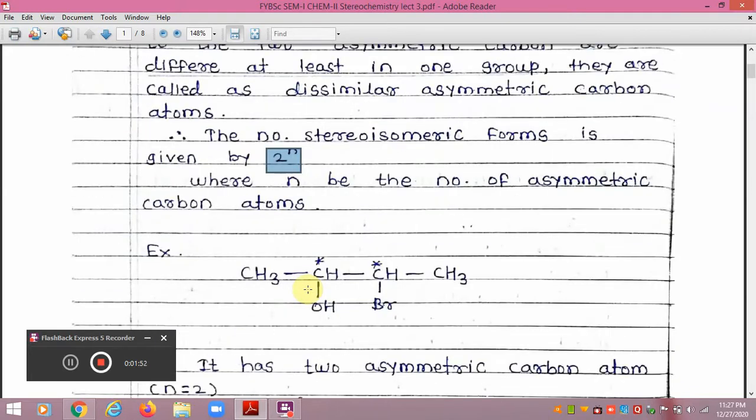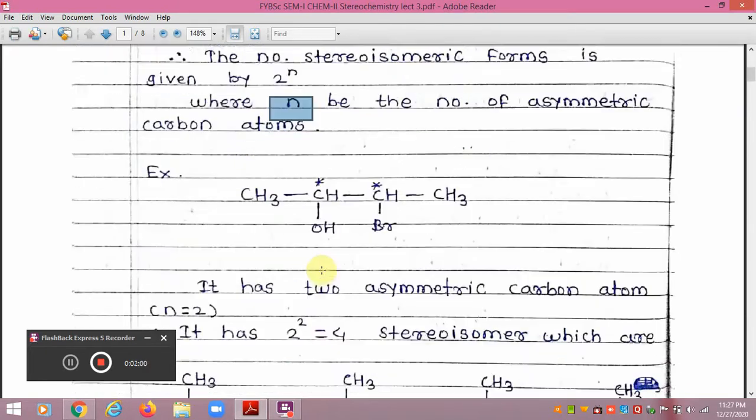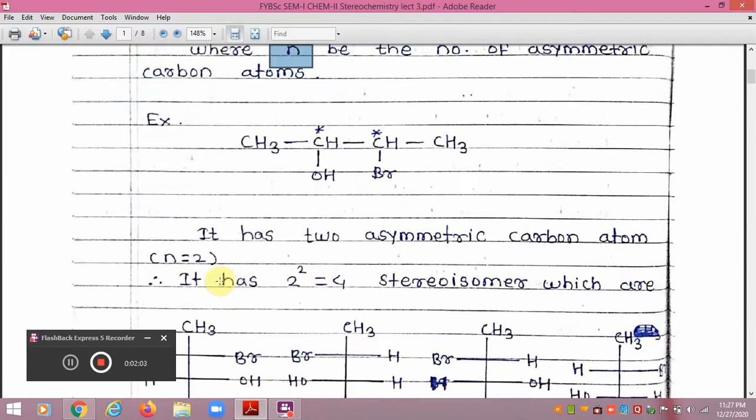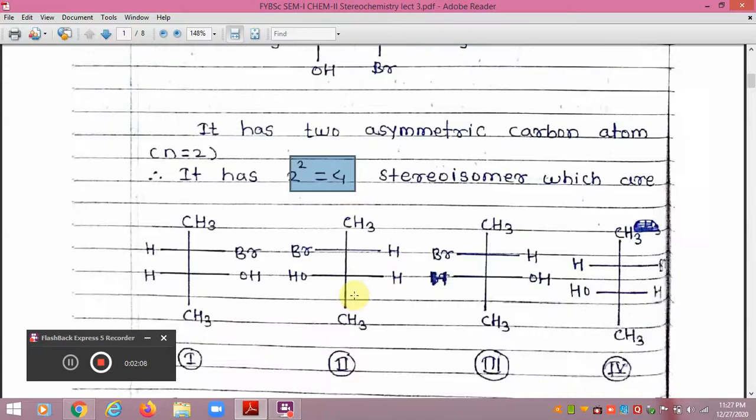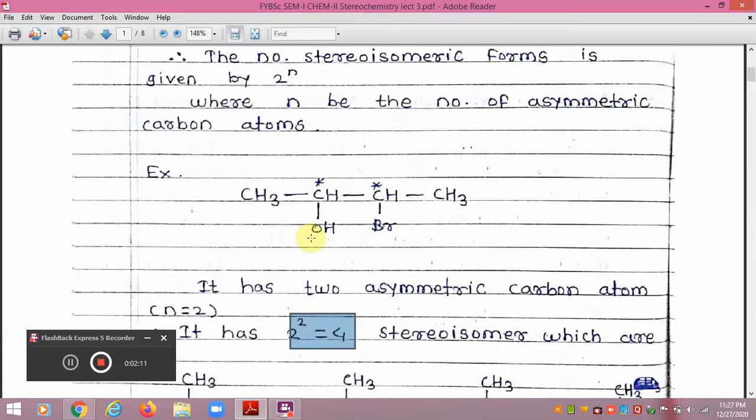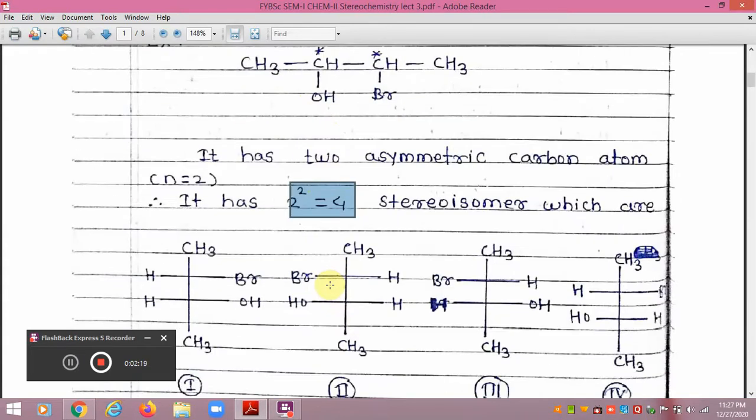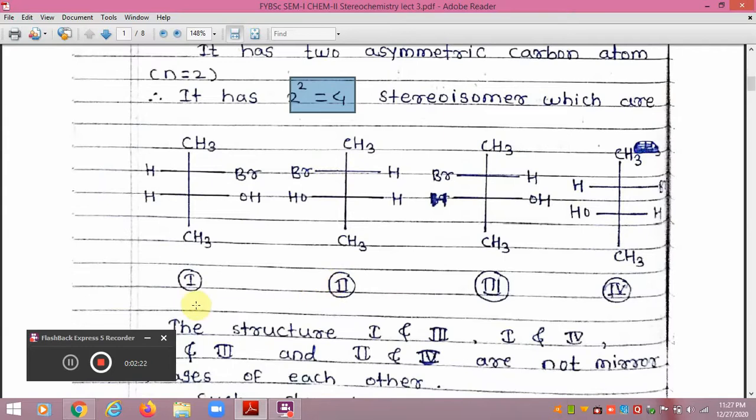As in this lecture we are going to talk about a molecule containing two asymmetric carbon atoms, the value of n, the number of asymmetric carbon atoms, will be 2, and that's why the number of stereoisomers possible is 2 raised to n, which is equal to 4. So here the molecule is 2-bromo-3-hydroxy butane. We will talk about the different stereoisomers which are possible, and these 4 possible isomers are given by structures number 1, 2, 3 and 4.